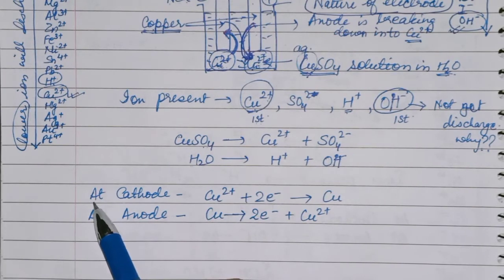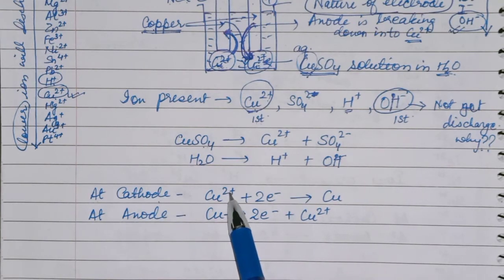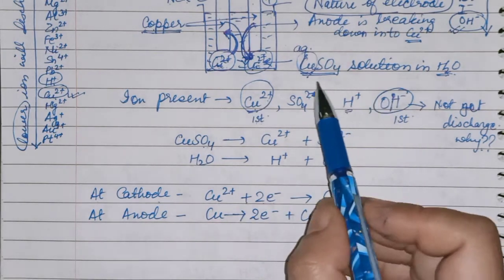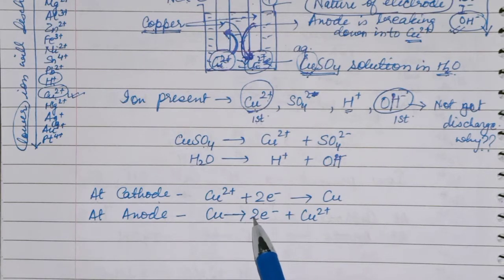So the reaction at each electrode is like this. At the cathode, the Cu2+ ion is moving. 2+ means it is short by 2 electrons to become a neutral atom, so we add 2 electrons, and after the addition it forms Cu. But at the anode, what is happening? The anode itself is breaking down. That means it is leaving behind 2 electrons and forming Cu2+ ions.